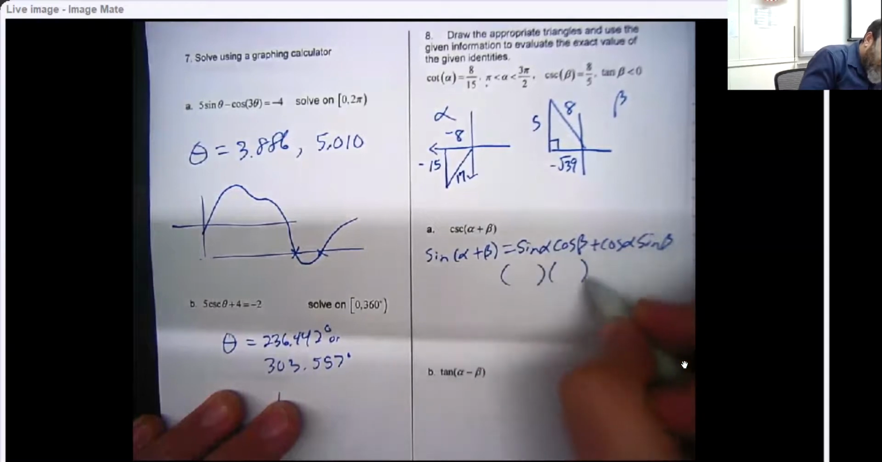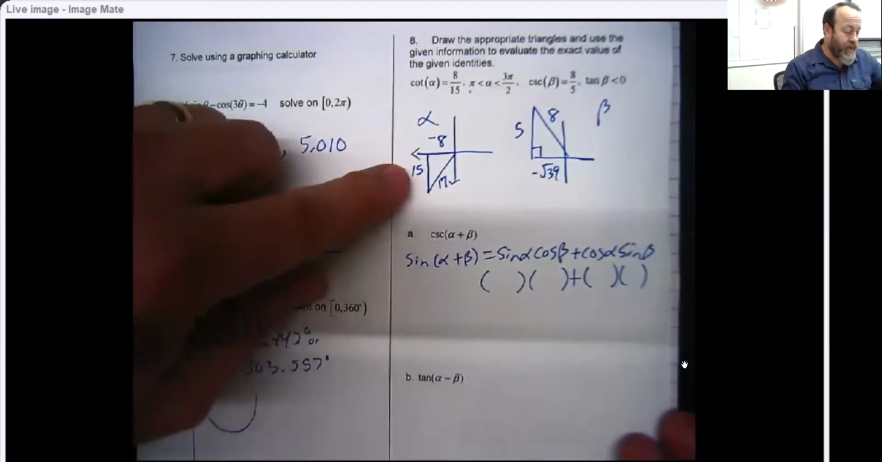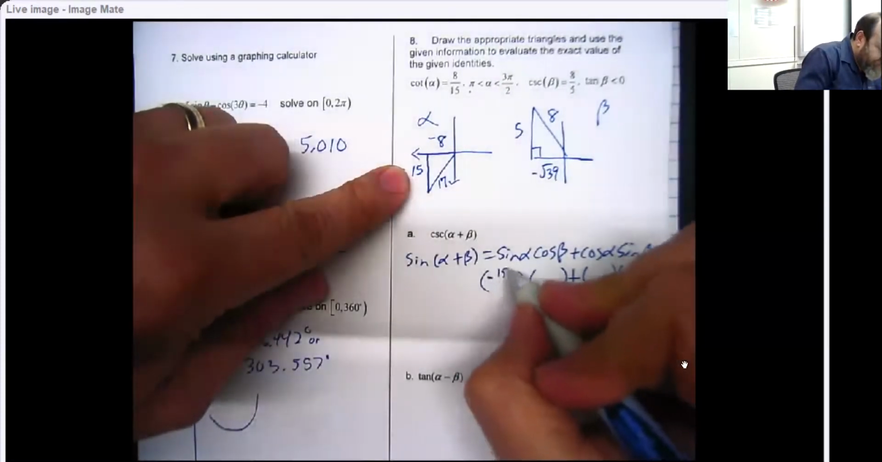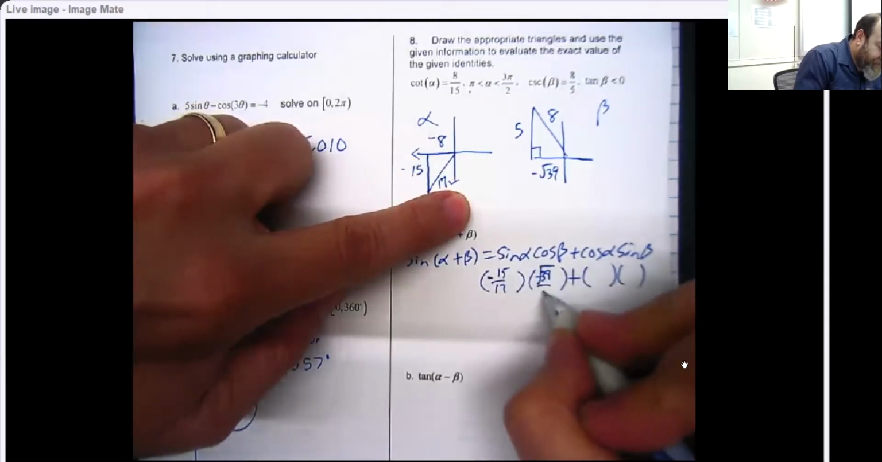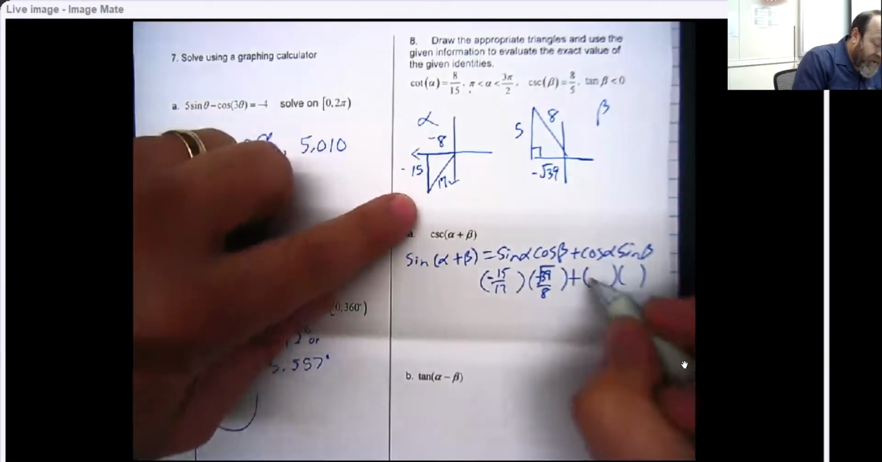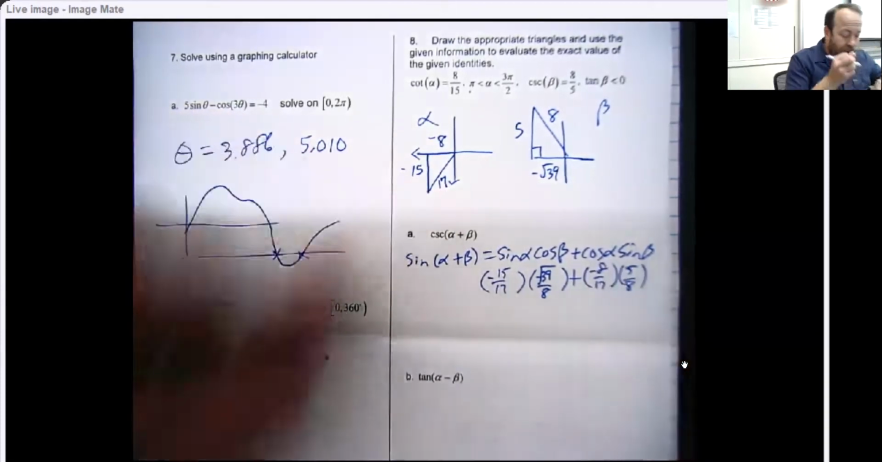So I need to go fetch all four of these ratios. I need the sine of alpha. I need the cosine of beta, that's adjacent over hypotenuse. I need the cosine of alpha, and I need the sine of beta. So I keep going back and forth.